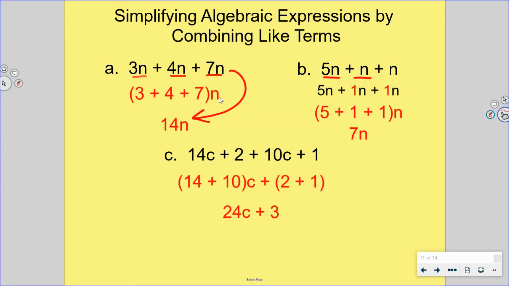Why write 5n plus 1n plus 1? That's 3 different terms. We can rewrite it as one term. Why write 14c's plus 2 plus? That's 4 terms, and we simplified it down to 2. It's all in the effort of making our lives simpler, combining those like terms.